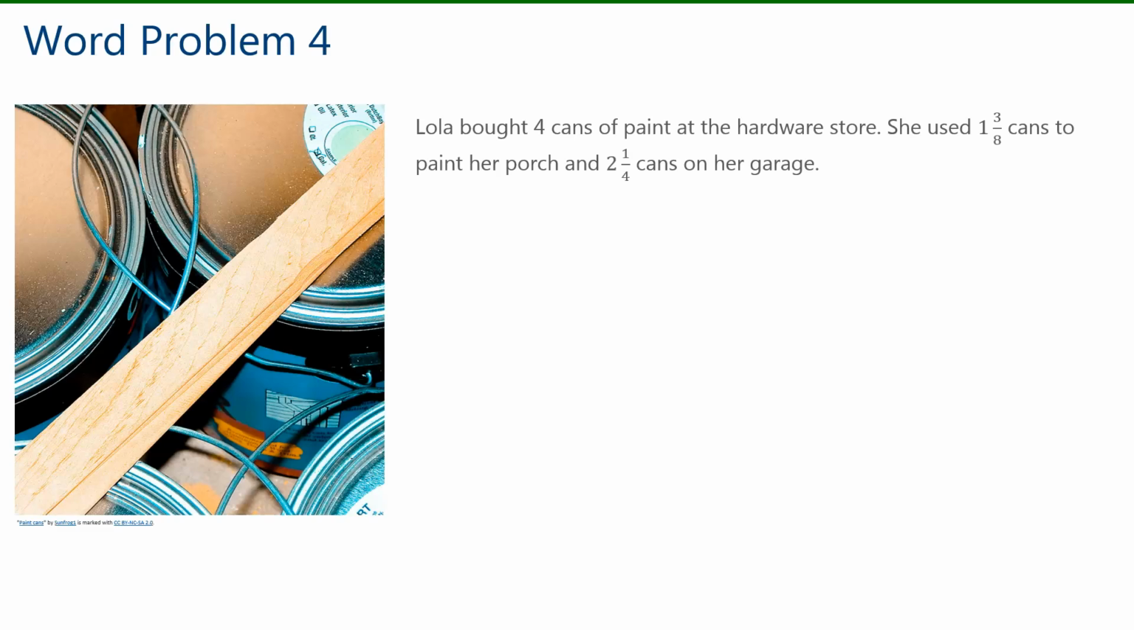And our final word problem. Lola bought 4 cans of paint at the hardware store. She used 1 3/8 cans to paint her porch and 2 1/4 cans on her garage. The question is, how much paint does Lola have left? Let's highlight some of the key information that we have. So we know that she started off with 4 cans of paint, 1 3/8 cans used on the porch, 2 1/4 cans used on the garage.